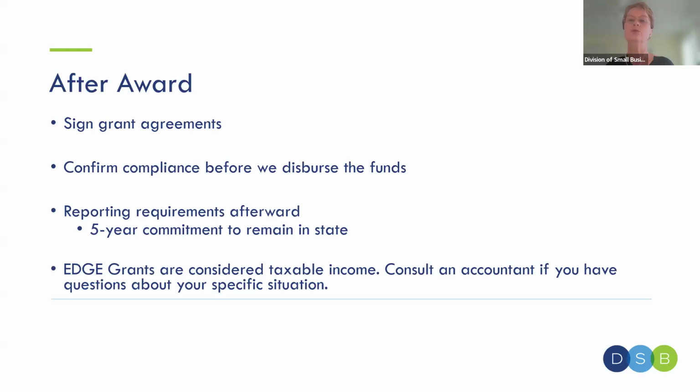After the awards, you will sign your grant agreements. The business finance group will confirm compliance before we disperse the funds. Afterwards, there will be reporting requirements for you, and you must agree to remain in the state for 5 years afterwards. This avoids having us award money to somebody who wanted to get money only to be able to move to another state. These are state funds, and we use them to empower Delaware small businesses and hopefully keep and grow Delaware small businesses in Delaware.